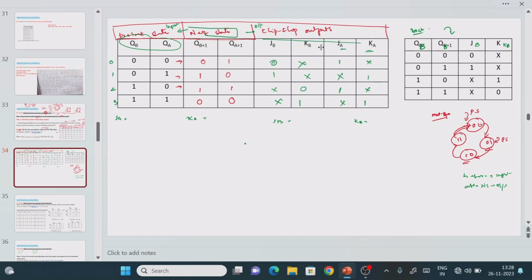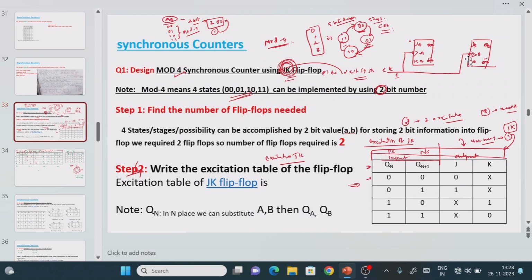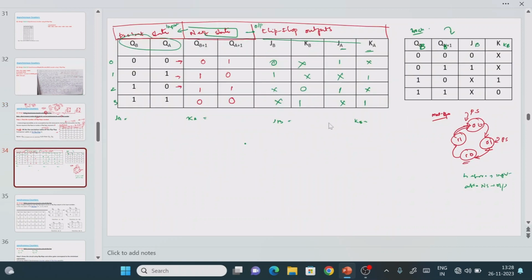After finding the minterms, we are going to plot those minterm values inside the K-map. Then finally we will find the logic expression. That logic expression we are going to attach here so that it will become the synchronous counter, right? The idea is pretty simple. Now, how many values do we have? One is JA. First we will find out the value for JA.